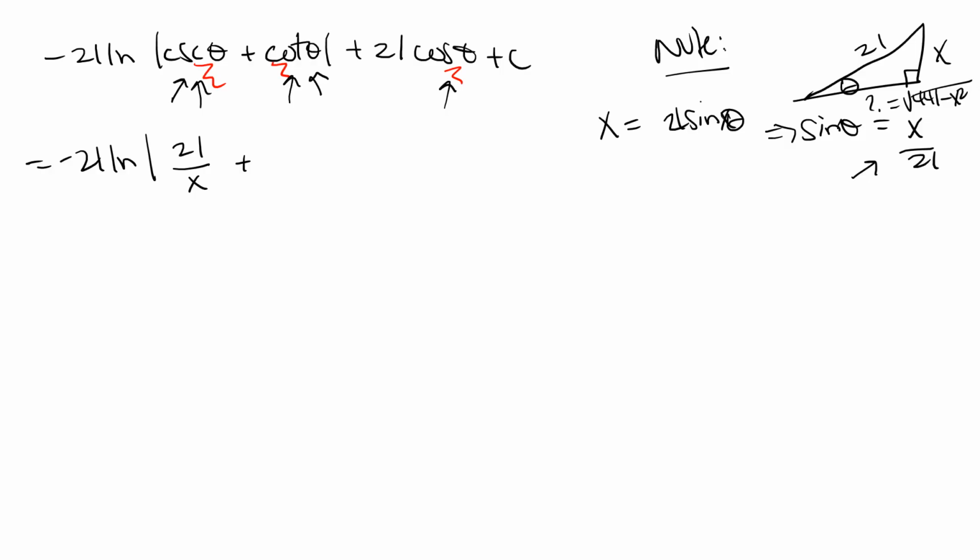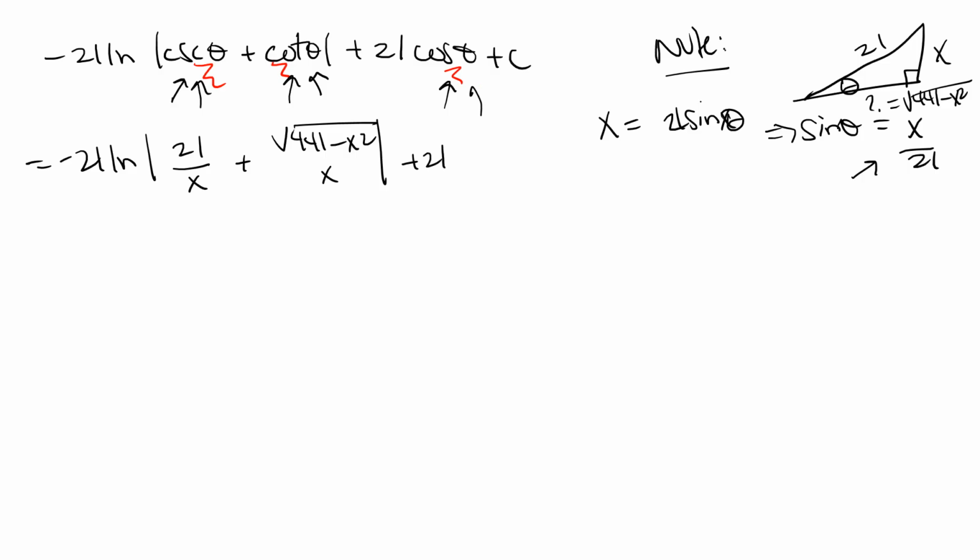Plus our cotangent, right? We know tangent is opposite over adjacent, so then cotangent is going to be adjacent over opposite. So therefore it's the square root of 441 minus x squared over x, okay? So all that came from using the triangle there.